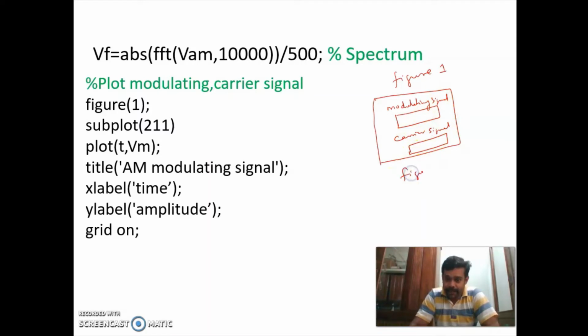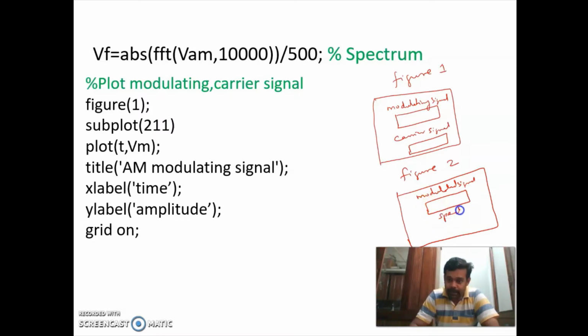And in the second figure, that is figure 2, we are plotting the modulated signal and the spectrum. So here you are getting the output in two figures. In the first figure, you are getting the modulating signal and carrier signal. And in figure 2, you are getting the modulated signal and spectrum. So in figure 1, you are getting two plots.